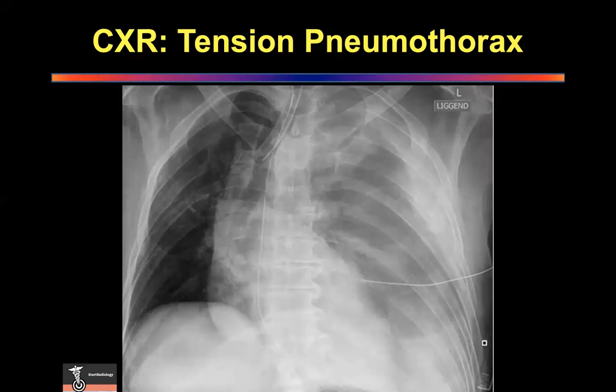This CT should never have been done because tension pneumothorax is a clinical diagnosis. It's mandatory that this guy should have had a good clinical examination, auscultation of the chest, and a chest tube put in, rather than sending him down for a CT scan or a chest X-ray. So this chest X-ray should never have been done.